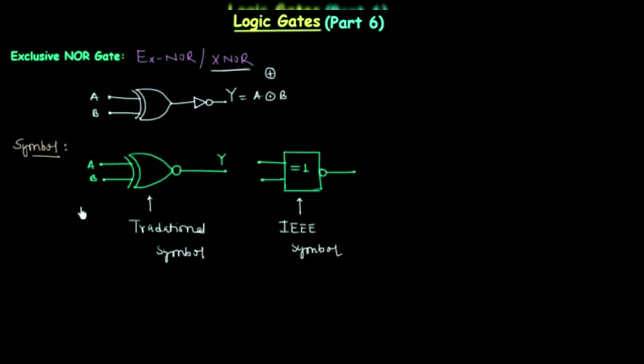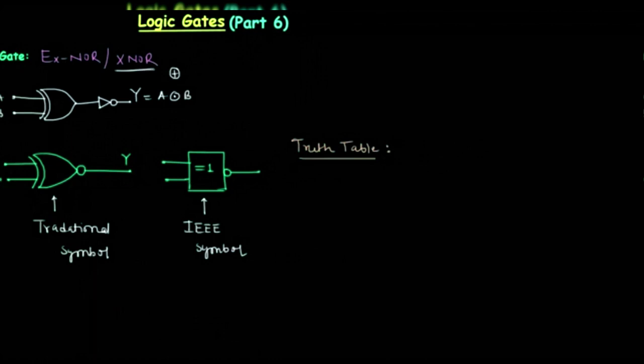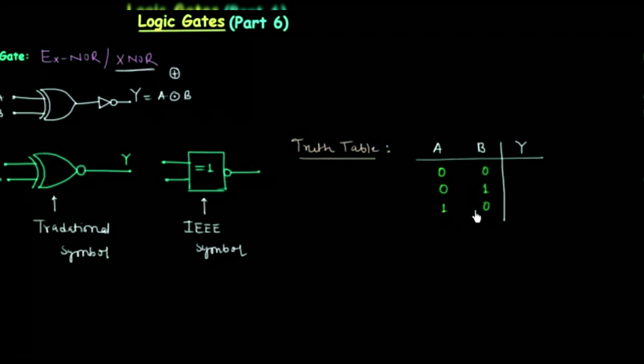Now we will move to the truth table. Let's make the truth table for 2 input XNOR gate. The two inputs are A, B, output is Y, and 0 0, 0 1, 1 0, 1 1. These are the 4 possible combinations.